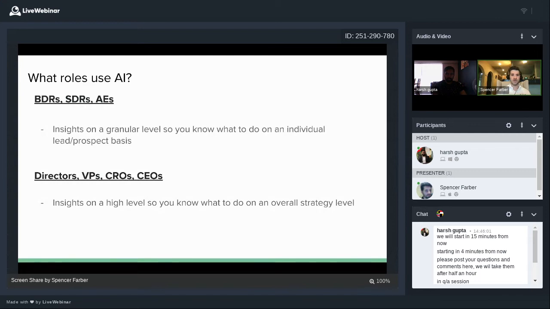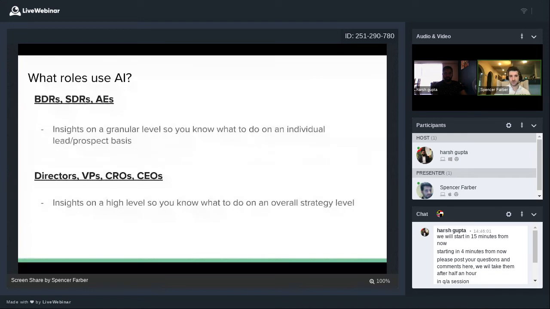And for them, this is where I think the market is really bare out there with the tools: insights on a granular level so that you know what to do on an individual lead or prospect basis. Because a lot of times BDRs and AEs are sort of flying in the dark outside of more granular insights that they're getting from their leadership. For the leadership team, directors, VPs, chief revenue officers, even CEOs, what's important to them is insights on a high level, so they know on an overall strategy level what they need to implement, what they should be changing, where they should be focusing.